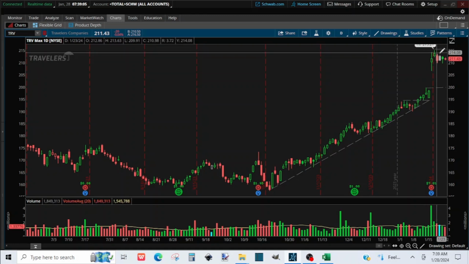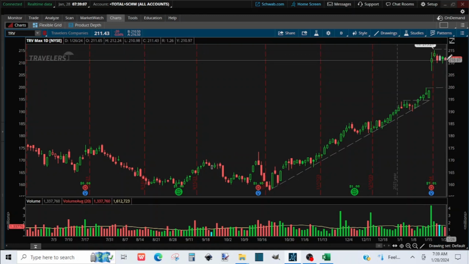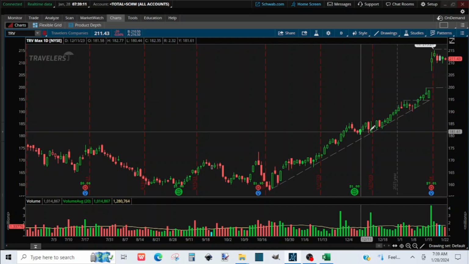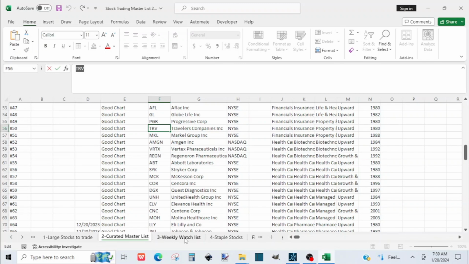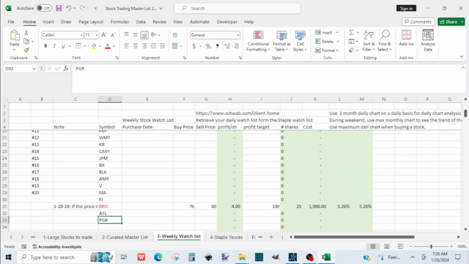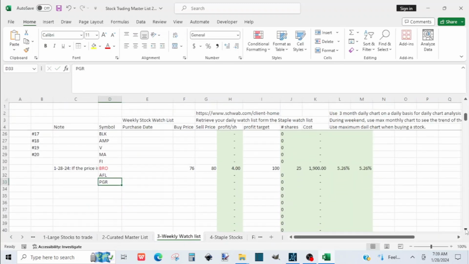So we will see how it's going to behave. At this point, I don't know what it's doing, and I'm going to add it to our list and keep an eye on it and see how it's going to behave during the week.